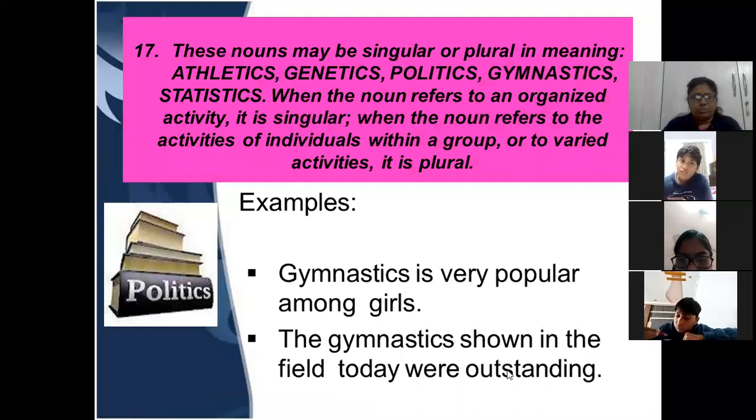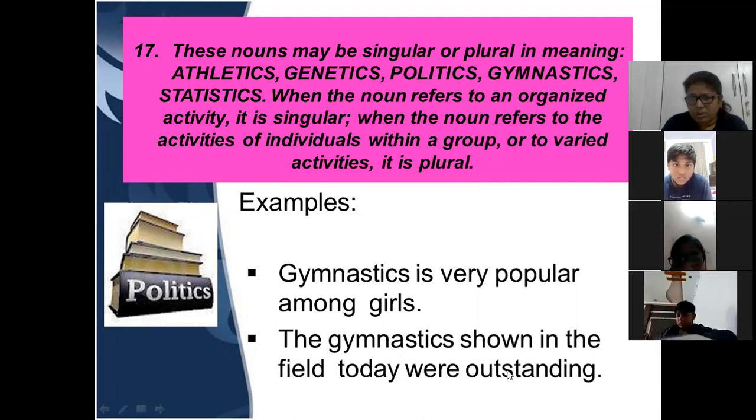Now, these nouns may be singular or plural in meaning, like athletics, genetics, politics, gymnastics, statistics. When the noun refers to an organized activity, it is singular. When the noun refers to the activity of individuals within a group or to varied activities, it is plural. Now, again, same thing to understand. This is the noun gymnastics. Here also the noun is used.